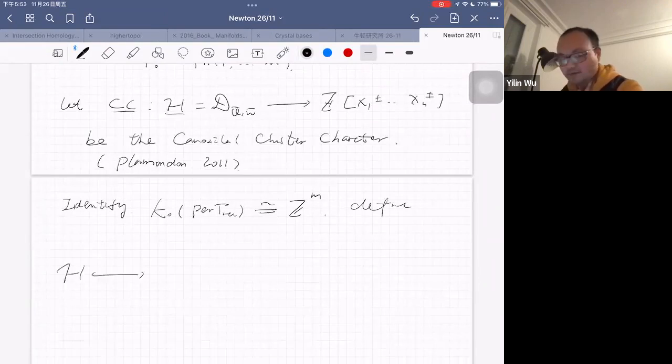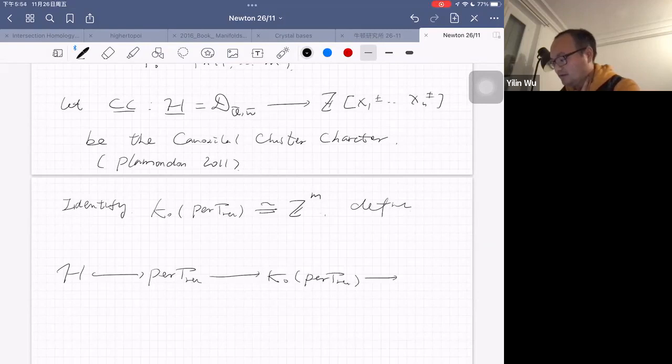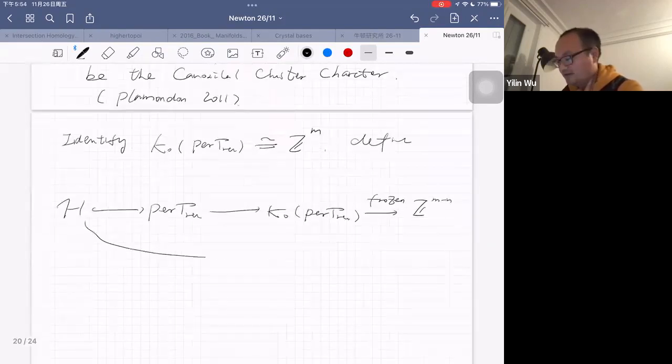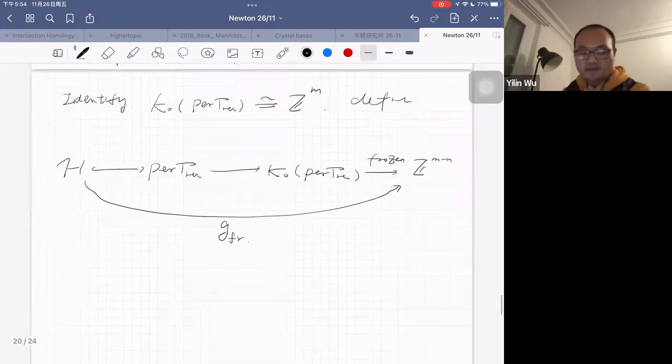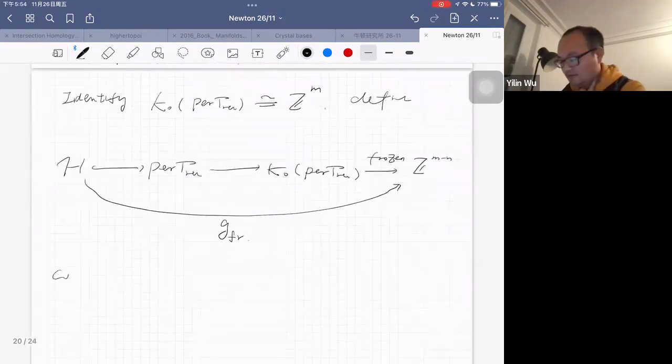H can be embedded into the perfect derived category. And then we take the K0. And then we consider the frozen part. The frozen part is the last n minus elements. Then we have this composition. The composition is denoted by G frozen. So we have considered the following diagram.